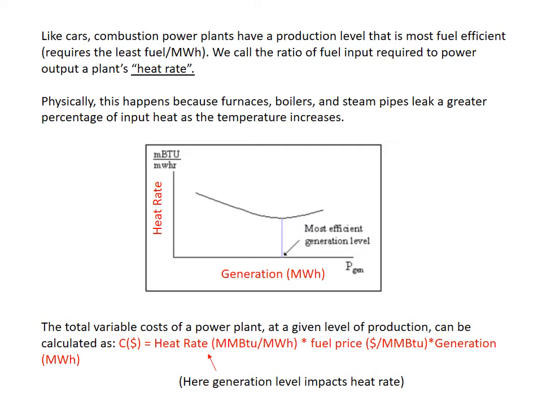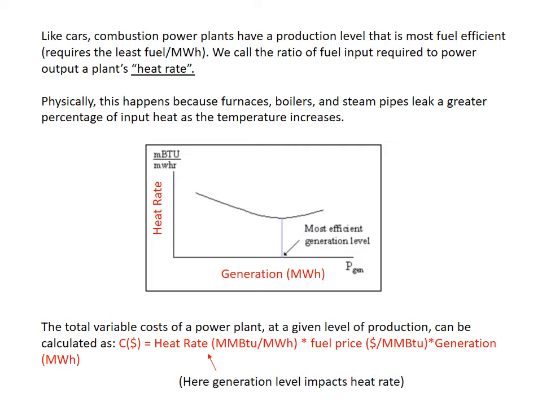And this happens because as you're increasing production of electricity, the temperature increases. And as the temperature increases, you're losing more of that energy that you're getting from the fuel as heat. And so that's the main source of inefficiency for power plants, is you're only converting a fraction of the embedded energy in the fuel into electricity, and the rest you're losing as heat. And as you increase the production of electricity at power plants beyond a certain point, you're losing more of that embedded energy in the fuel to heat loss.